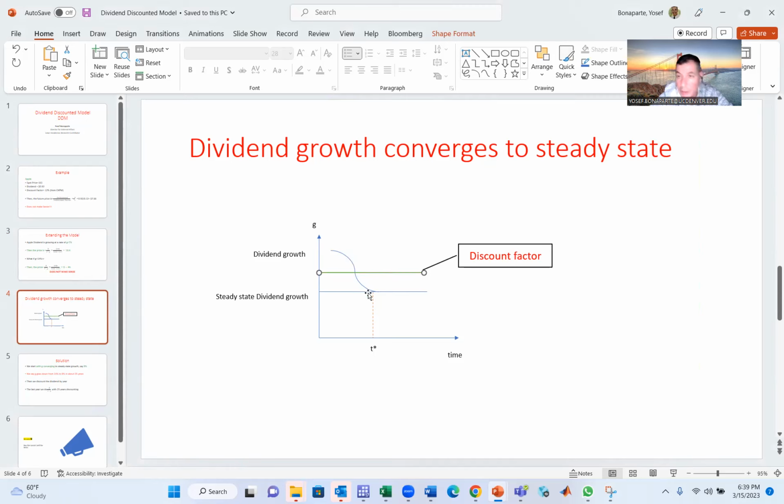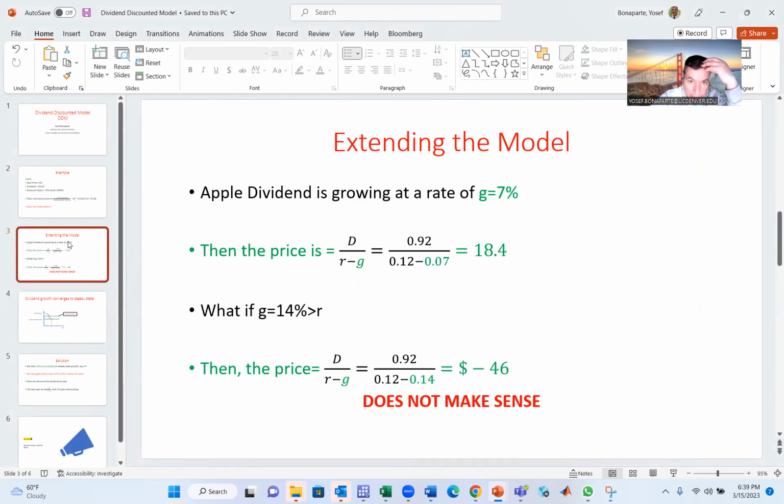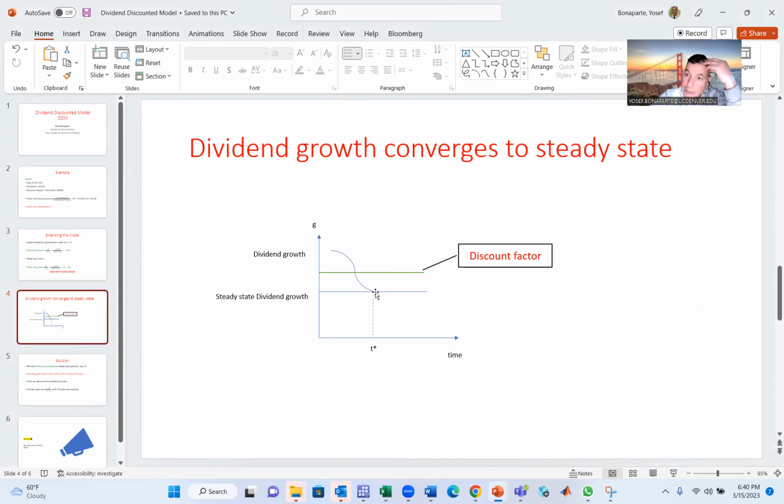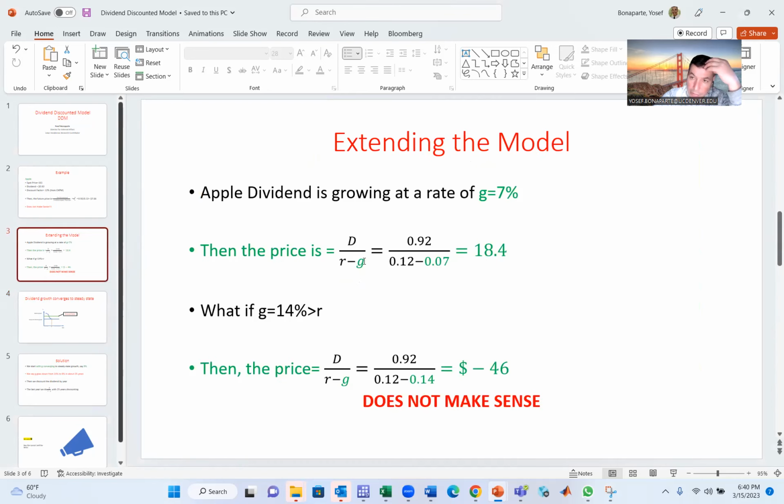So what you do is you say, okay, I'm going to calculate the dividend for this period and discount that, and then from here on, I will use this formula. When I am in a steady state, the growth of dividend is less than the discount factor. The blue line is less than the green line. Once I am here, from T star and on, I will use this formula, D divided by R minus G.